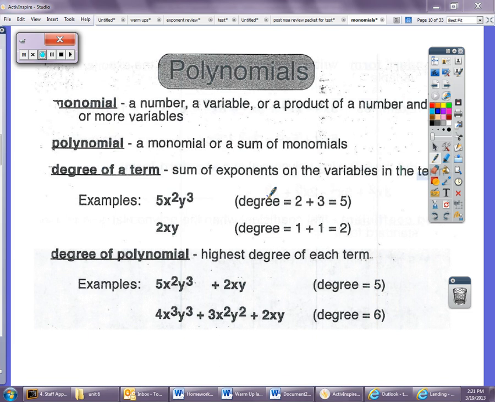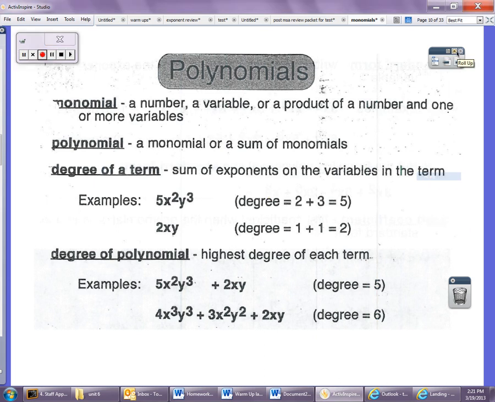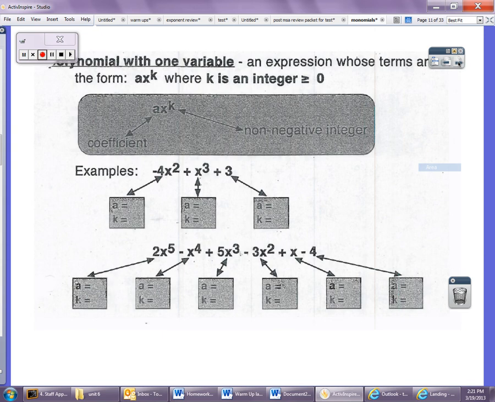Degree of a term. The degree is the sum of the exponents on the variables in the term. So this is the first example, 5x squared y to the third. The degrees are 2 and 3, which is 5. The next one, 2xy. Your degree is 1 plus 1, which is 2. The degree of the polynomial is the highest degree of each term. So the highest in this term is 2. The highest in this one is 3, which is 5. The highest here is 3. The highest here is 3. So we have a degree of 6.